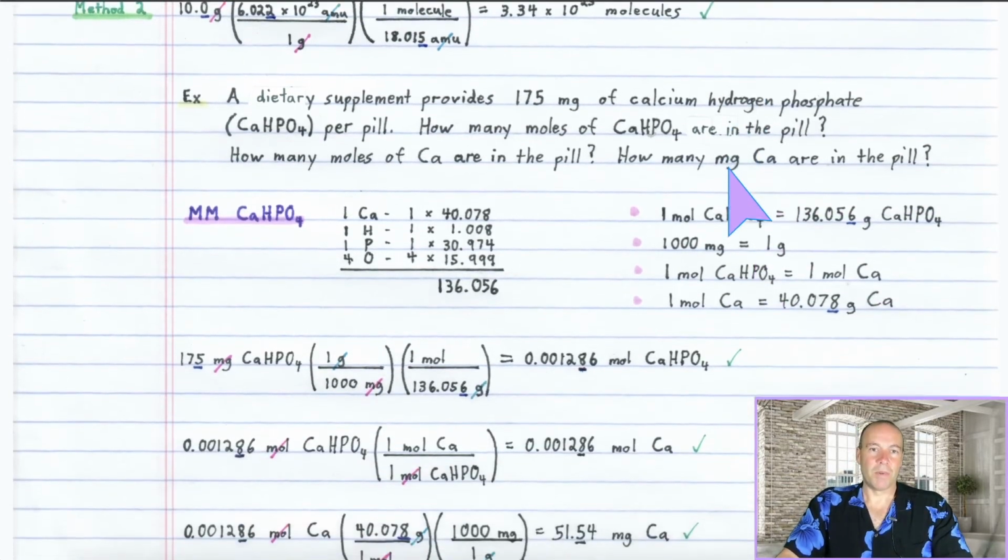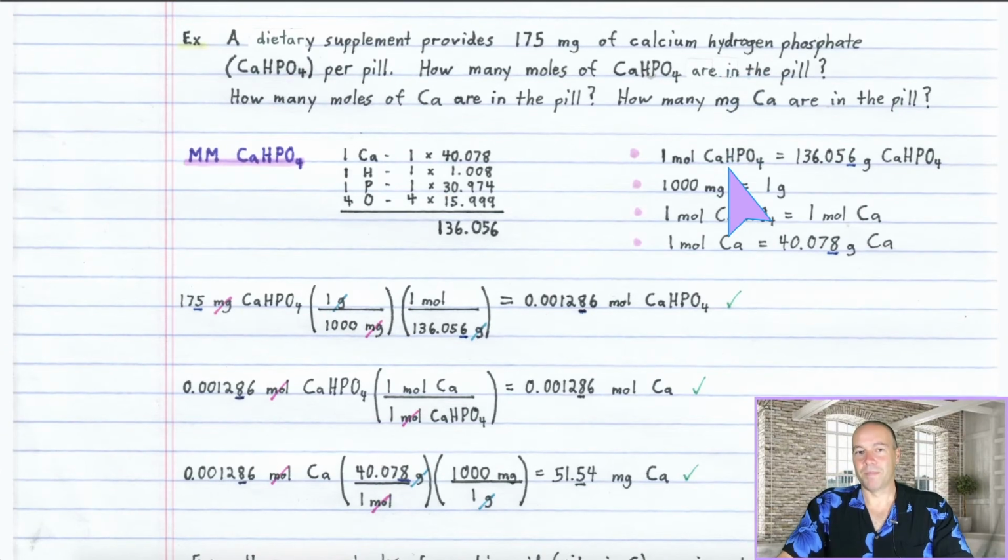Here's another example, a little bit more involved. A dietary supplement provides 175 milligrams of calcium hydrogen phosphate. That's CaHPO4 per pill. The question asks how many moles of calcium hydrogen phosphate are in the pill. And then we're also asked how many moles of calcium are in the pill and how many milligrams of calcium are in the pill.